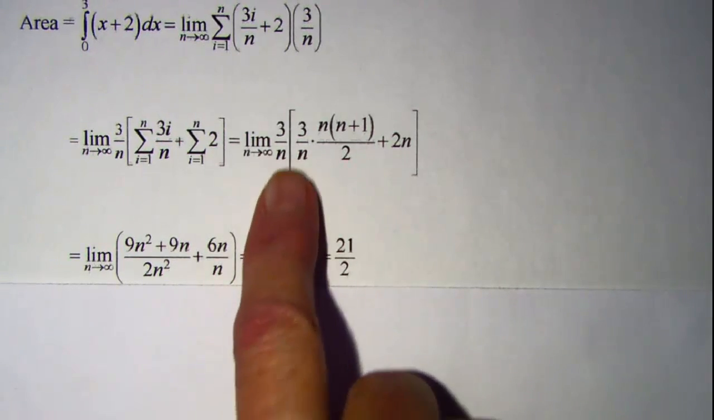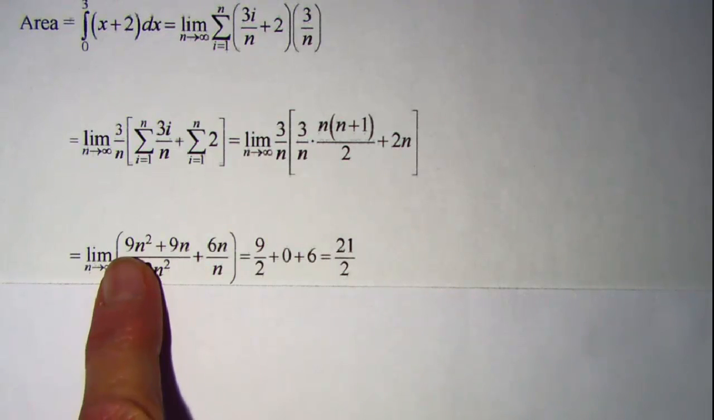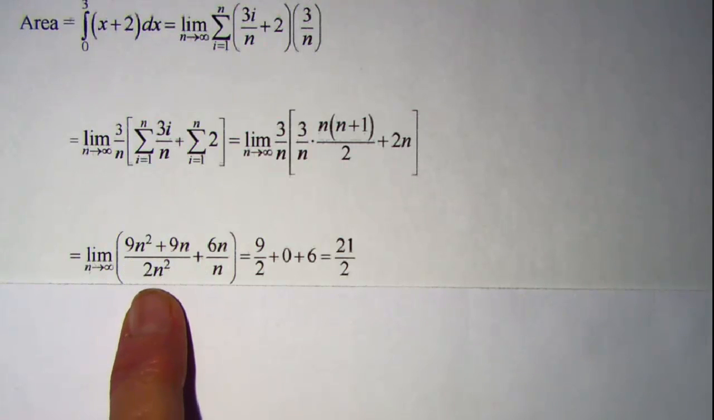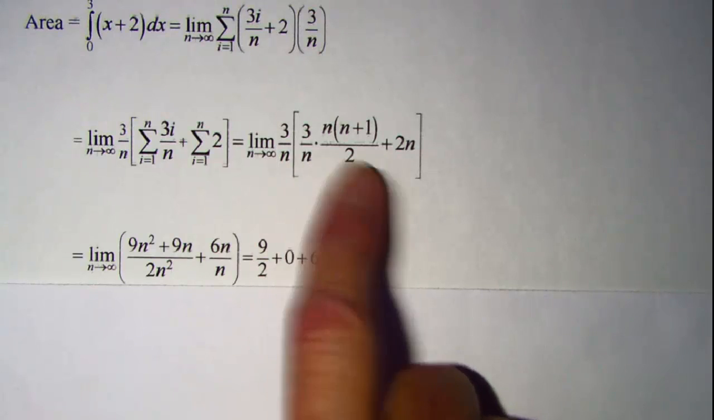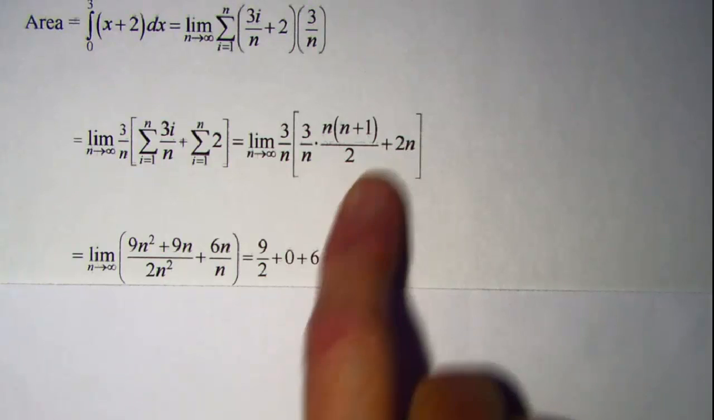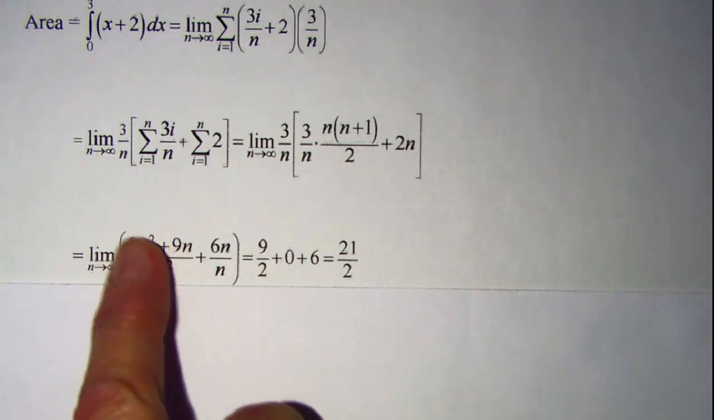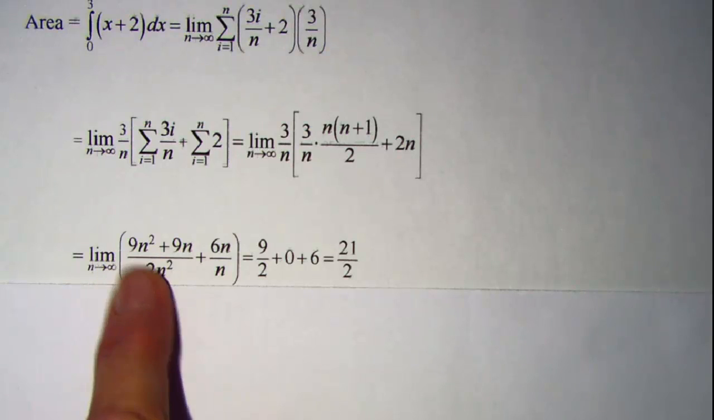Okay, now if I multiply these out, I have 9n squared plus 9n over 2n squared. That's our first term here. And then multiplying 3 over n times 2n, I have 6n over n. So simplifying, we can break this fraction up into 2 separate fractions.